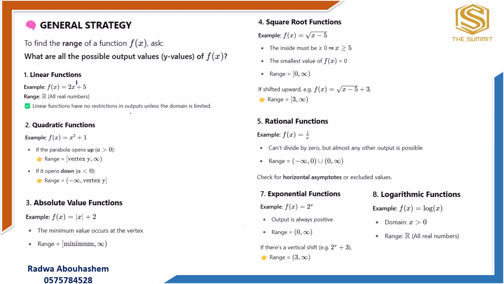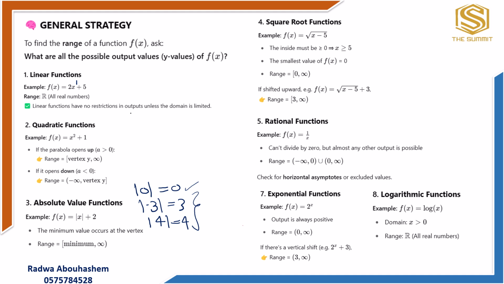Now, the absolute value function means that your answer is always positive or 0. Because the absolute value of 0 gives you 0, the absolute value of -3 gives you 3, and the absolute value of 4 gives you 4. So it's 0 or a positive number, right? This means your range starts from 0.